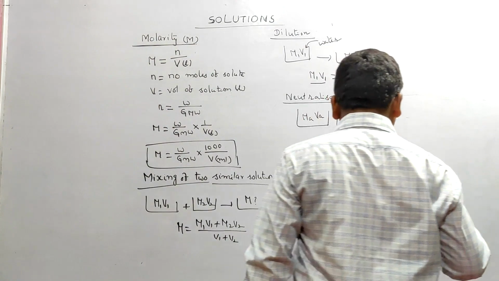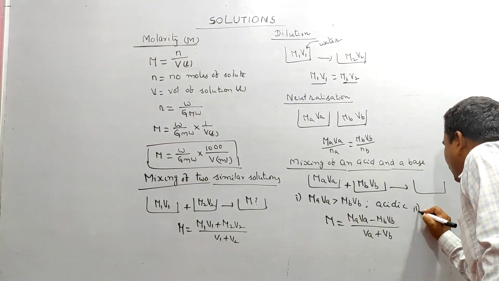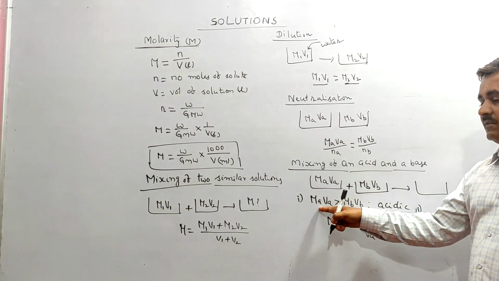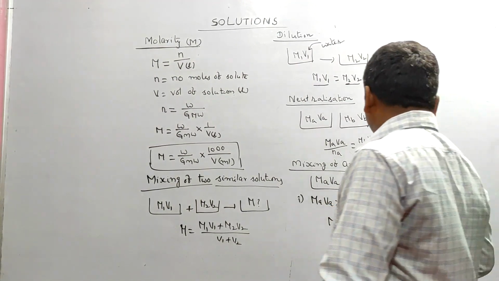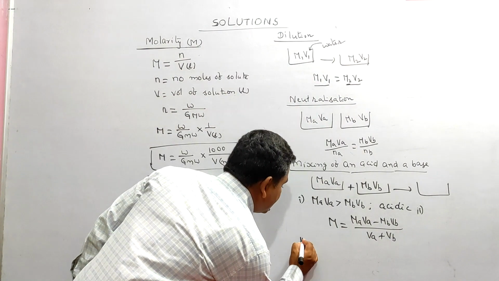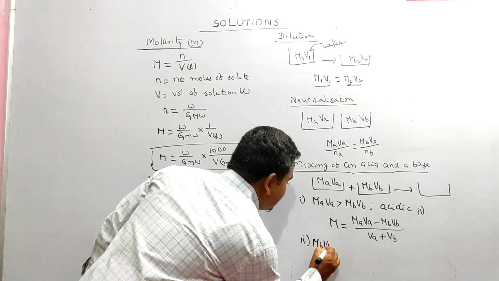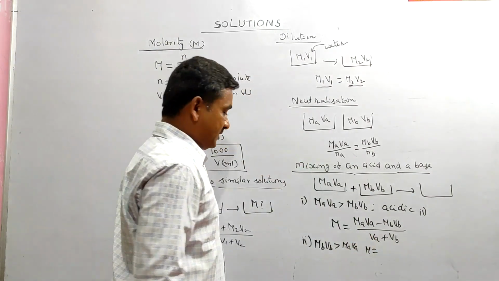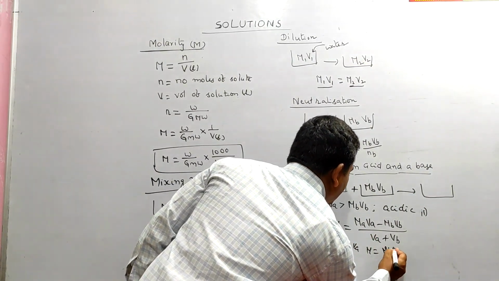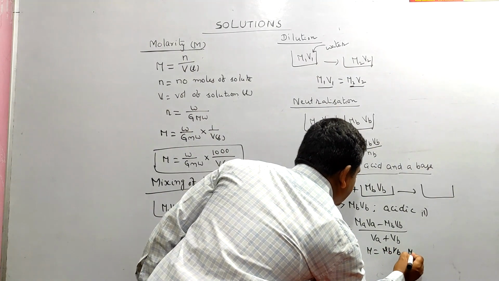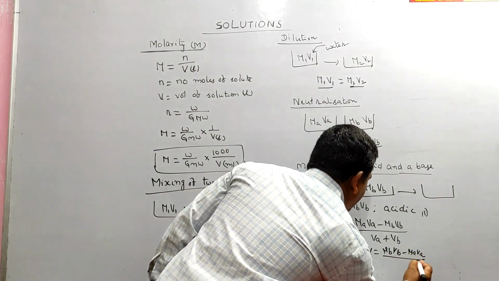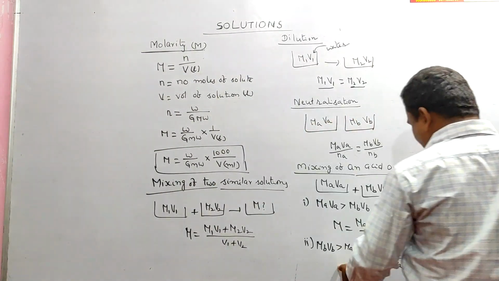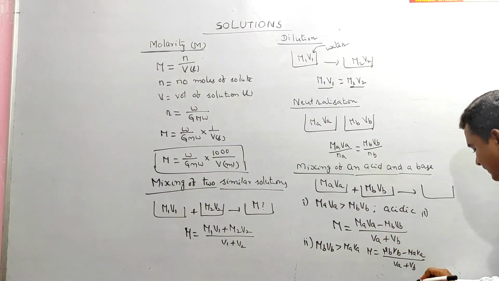If second possibility, MbVb is greater and MaVa is smaller, then the solution will be basic. To find its molarity, MbVb minus MaVa by Va plus Vb, and the resultant solution will be basic.